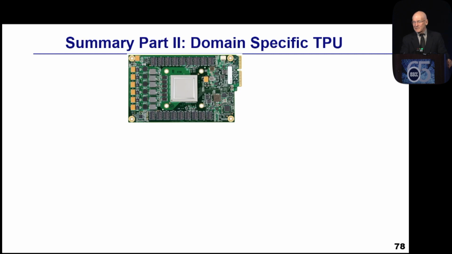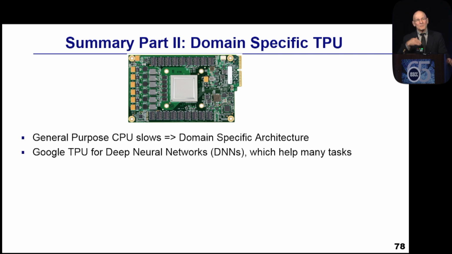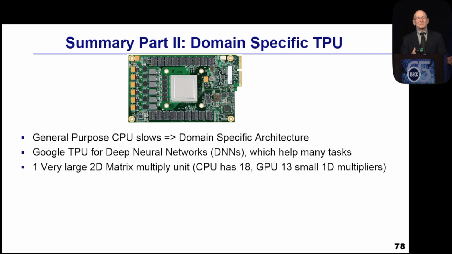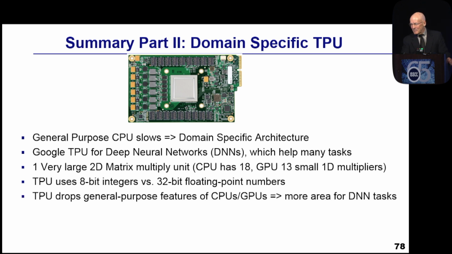All right, summarizing part 2, the TPU. We're doing this because we can't make general purpose processors go a lot faster. We picked neural networks, which are useful for a lot of things. It helps with many tasks. A key part is this very large matrix multiply unit, and it's 2-dimensional, which matches neural networking needs. The CPU has about a dozen or so 1D ones, and so does the GPU. It uses 8-bit integers instead of 32-bit floating point numbers, and it drops a bunch of features so it can be a small and low power chip, because you don't need those general purpose features if it's domain specific.